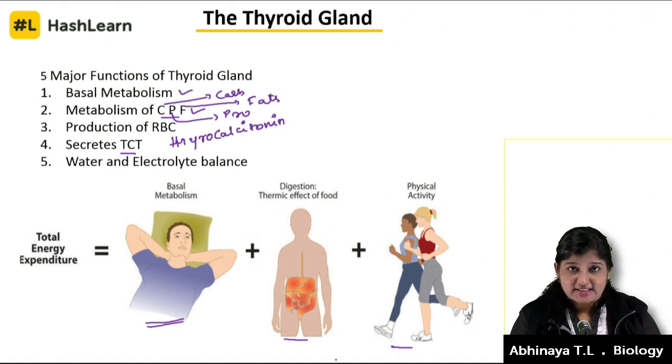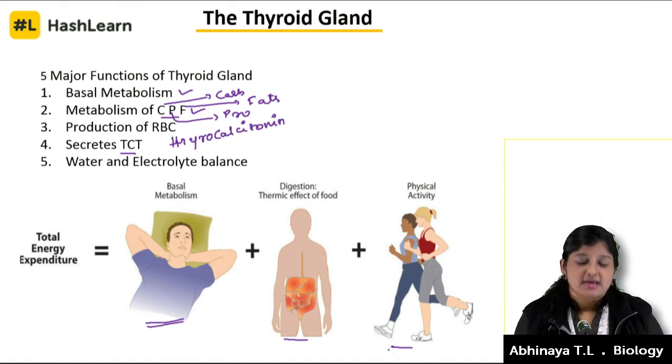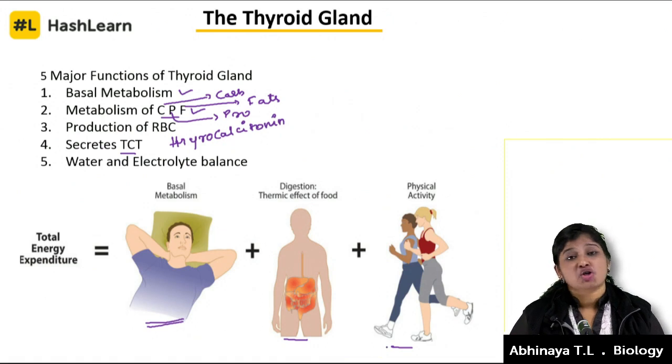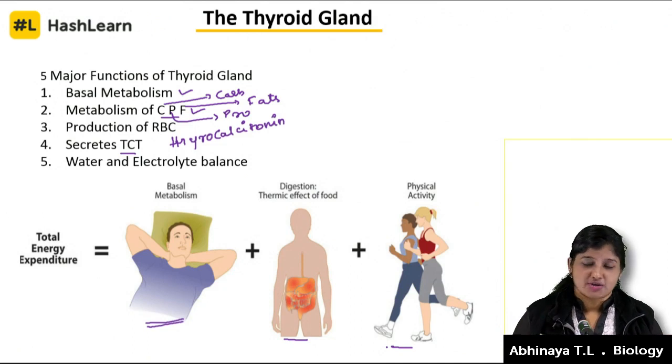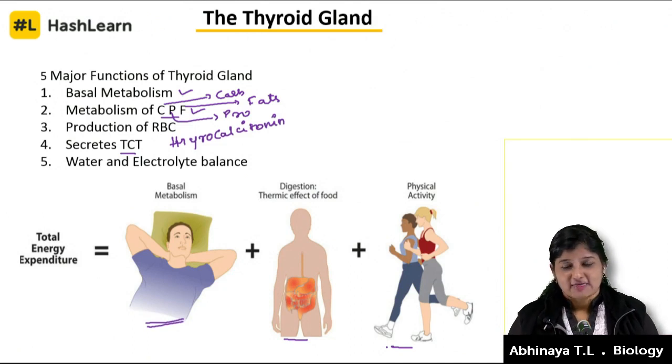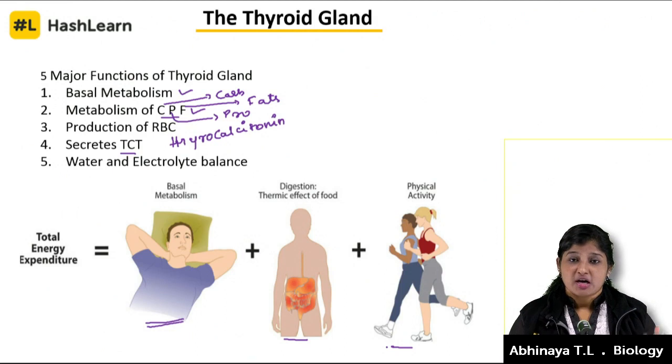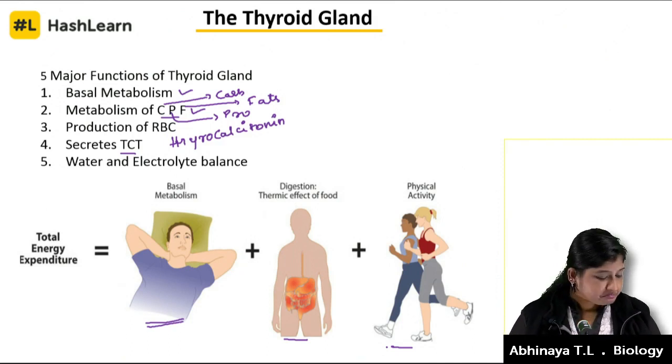So it also secretes TCT, that is thyrocalcitonin, and it also maintains water and electrolytes within our body, so that there isn't too much water or too many electrolytes. It sits in the renal tubules and commands how much water and electrolyte should be balanced in our body. So these are all the 5 major functions carried out by the thyroid gland.